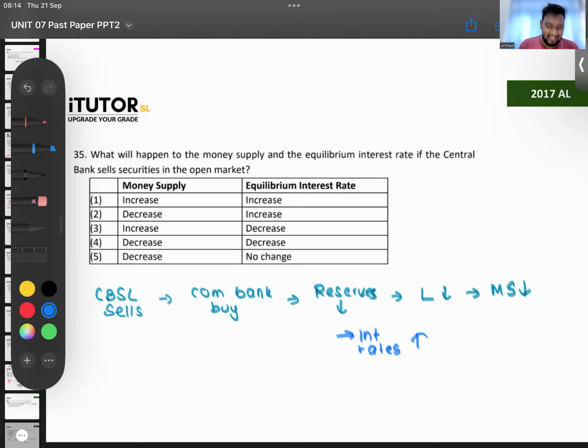And you see the same question, no? Product they change. So sometimes they say central bank purchase, sometimes they say central bank sell, sometimes they ask what will happen to money supply, sometimes they ask what will happen to something else. So this story you need to have in mind. So what's the answer? Money supply comes down, interest rate goes up. Number 2. Okay. Is that fine? 35?